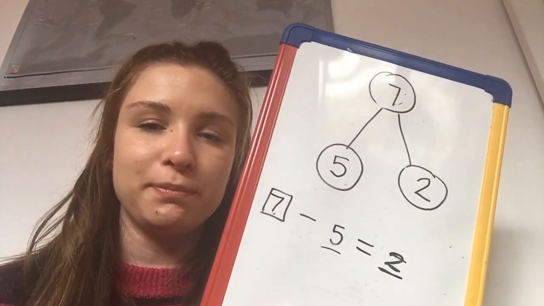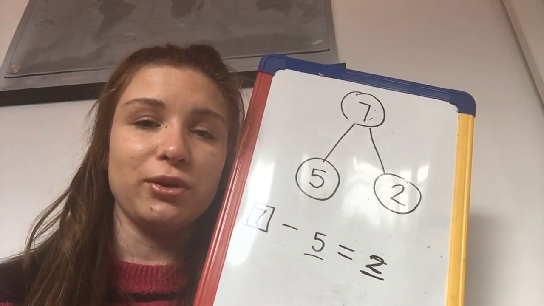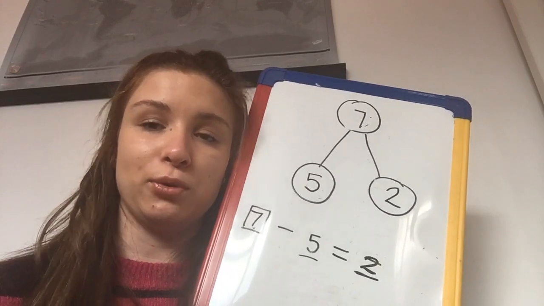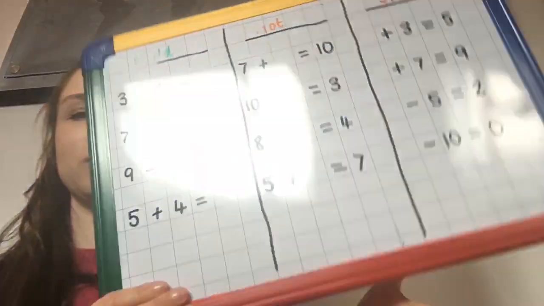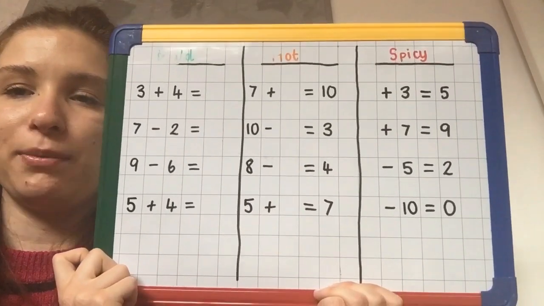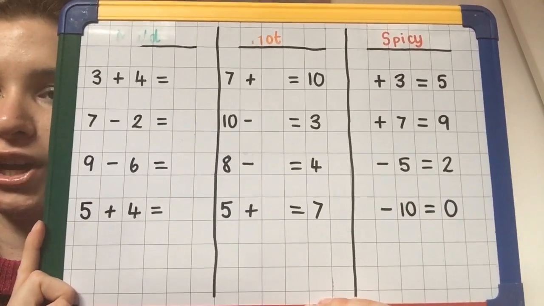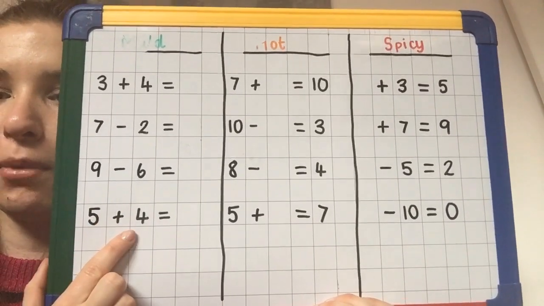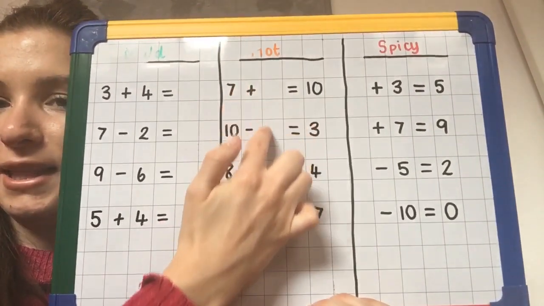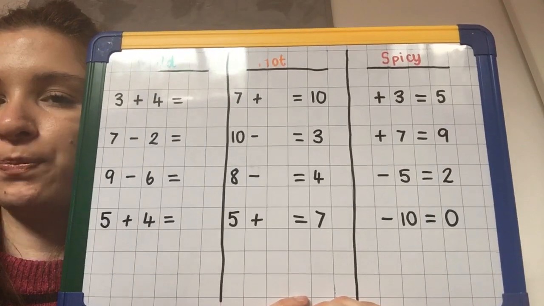Now, we've done lots of practice. So Mrs. Surridge and I have set you some questions. So what you can do is when I show you them, you can pause this video and write them down so that you get them all. Ready? Off you go. So you can see we've got some mild, some hot and some spicy ones there. So when you're ready, you can pause this picture and write them all down. As you can see, in our mild, we have just got our normal number sentences. With our hot, we are missing that middle number.